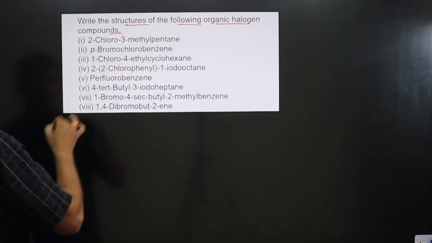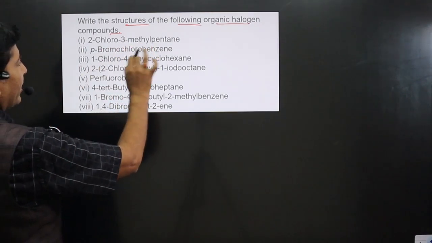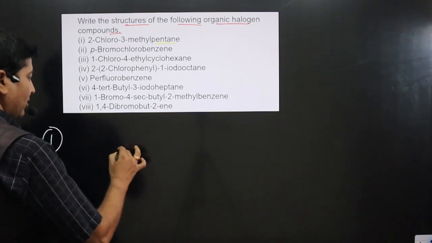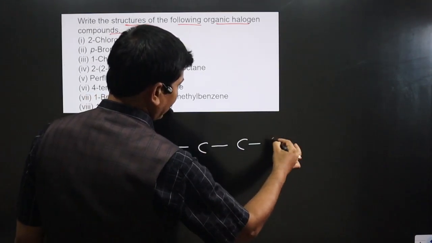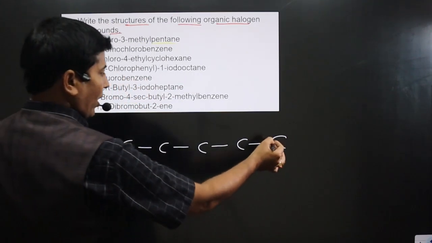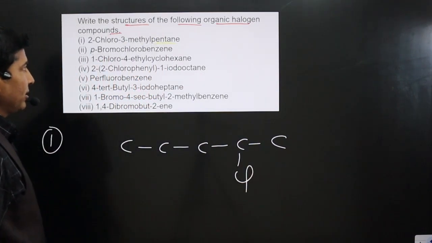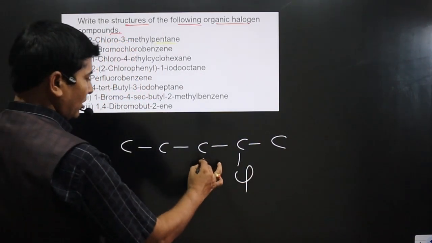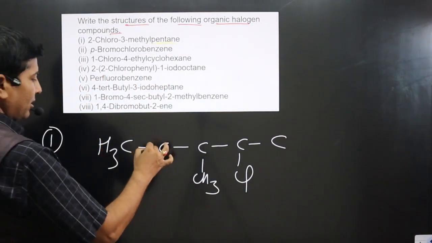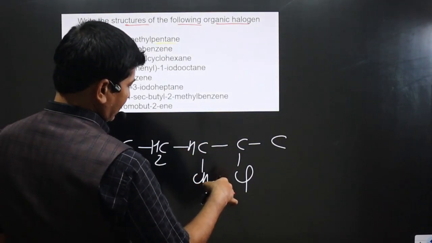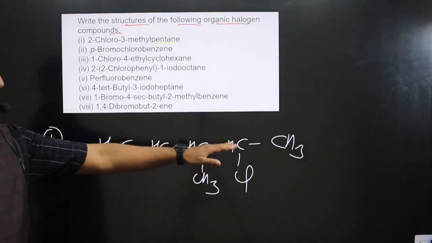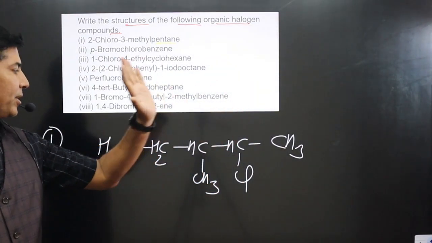We have 2 chloro, first compound is 2 chloro 3 methyl pentane. Pentane has 5 carbons in the parent chain, 1 2 3 4 and 5. 2 chloro means a halogen on the second carbon. 3 methyl means a methyl group attached to the third carbon. You can satisfy the valency of carbon by attaching hydrogen. So we got 2 chloro 3 methyl pentane.